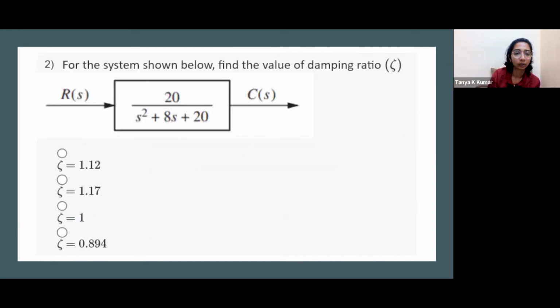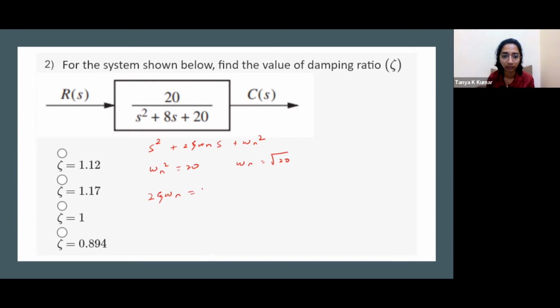Okay. Now next question is, for the system shown below, find the value of a damping ratio. So now equate this denominator to the typical second order system that we know, that is s square plus 2 eta omega n s plus omega n square. So what do you get? Omega n square is 20 and omega n is root 20. Then 2 eta omega n is 8. So eta is 8 by 2 omega n, that is 8 by 2 root 20.